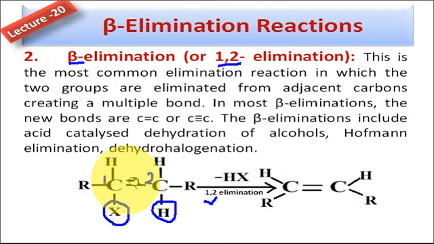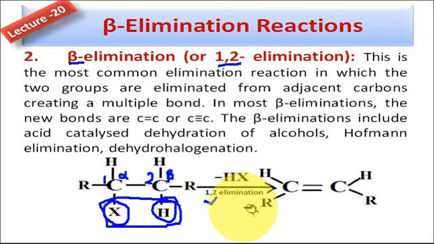Why is it called beta? Because this is the carbon atom which has the functional group X, so it is the alpha carbon atom, while the carbon atom adjacent to the alpha carbon is the beta carbon atom. So why is it called the beta elimination? Because this includes the elimination from the alpha and the beta carbon atoms. That's why it is called the beta elimination or the 1,2 elimination. Same as before, this results in the formation of an alkene.